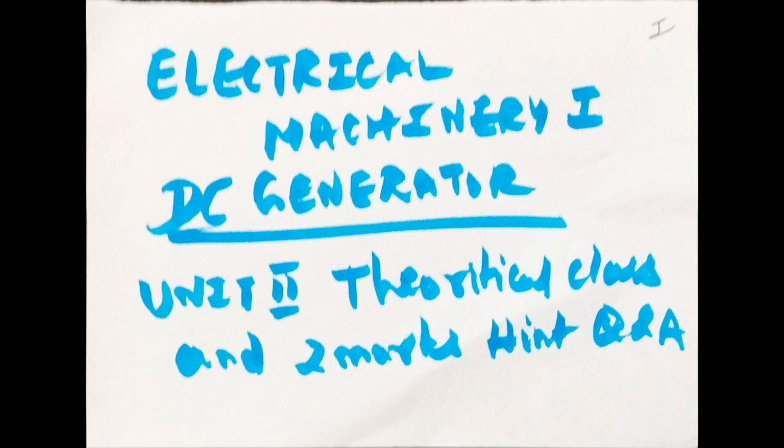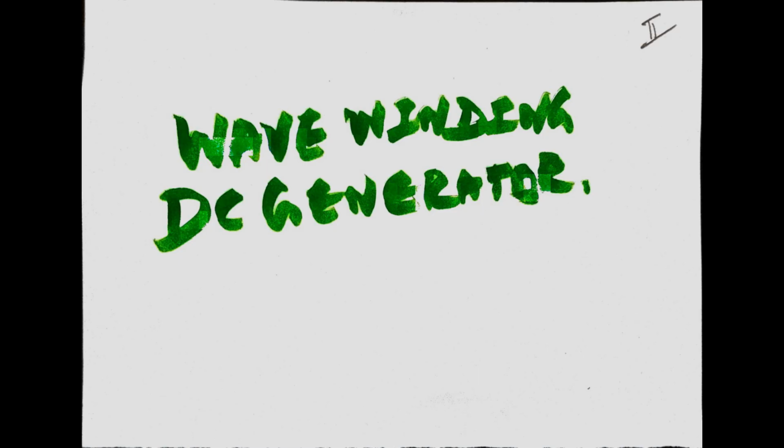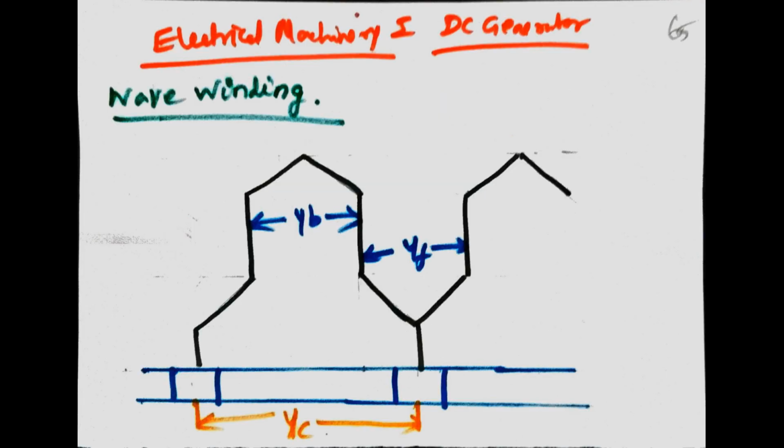Electrical machinery 1, DC generator, theoretical class. Wave winding, DC generator. The DC generator wave winding diagram is shown in the figure. The pitch diagram is in the figure. YB is the back pitch, YF is the front pitch, and Y is the center pitch.